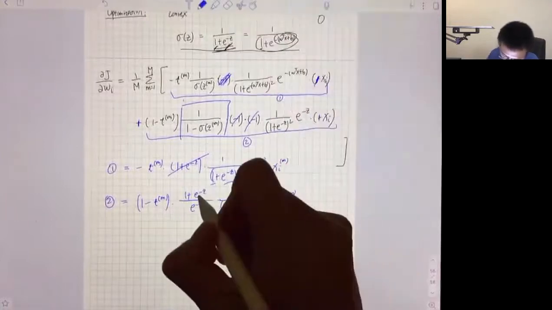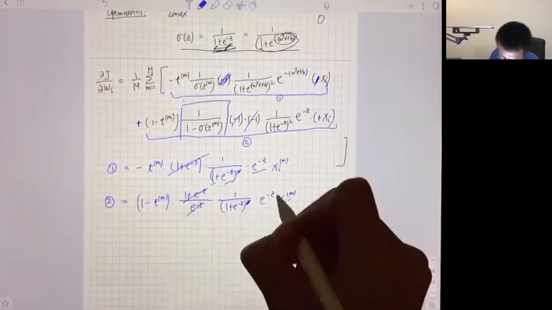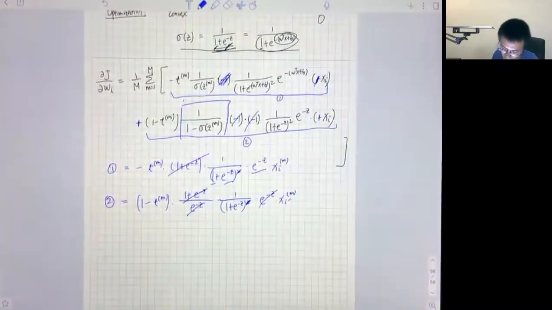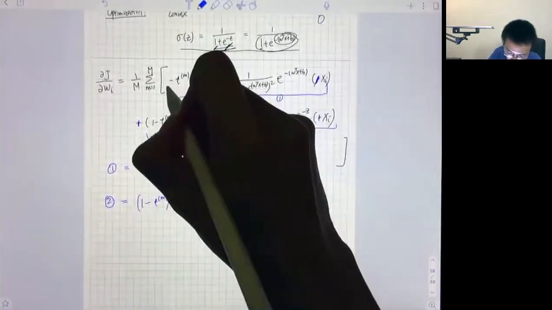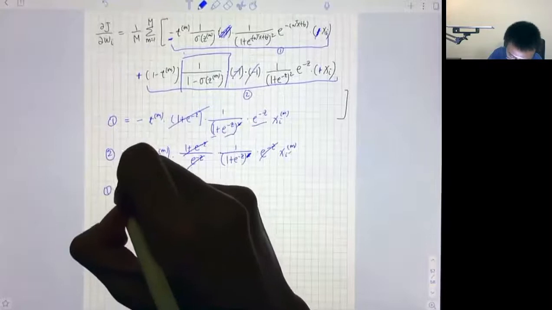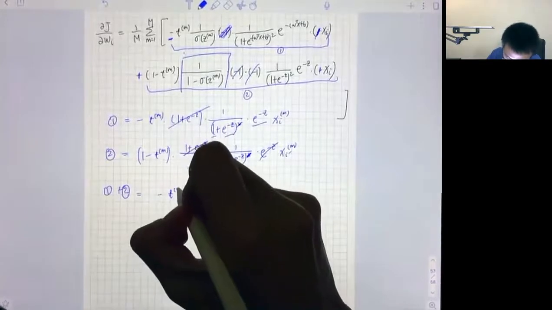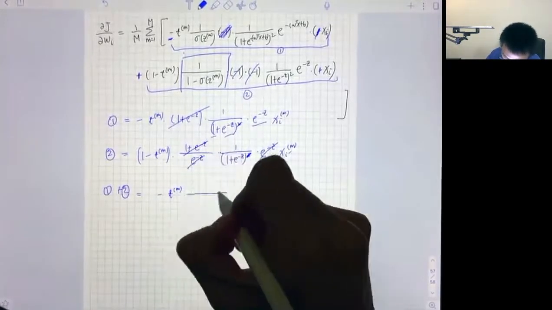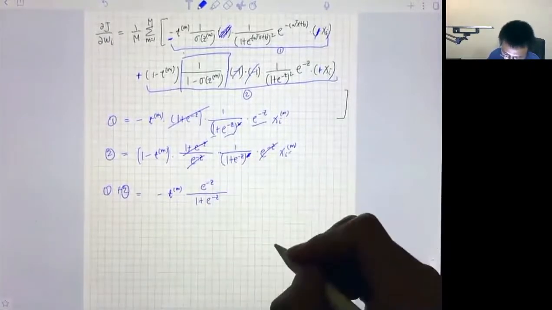So things become a little bit simplified. I can cancel these two terms. I can cancel this square. I can cancel that term. Okay. So now when I combine things, I say 1 plus 2, including the 1, which includes this minus sign. So 1 plus 2 is minus Tm times e to the minus z, 1 plus e to the minus z, okay?